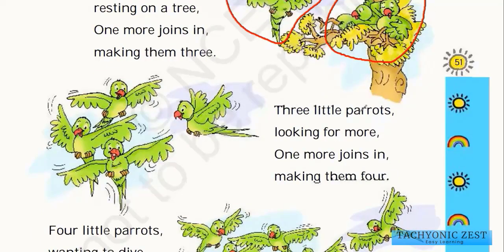Next, three little parrots looking for more. One more joins in, making them 4. So at first there were 3 parrots, 1, 2, 3. One more parrot joins in. So the total number of parrots now is 1, 2, 3, 4.